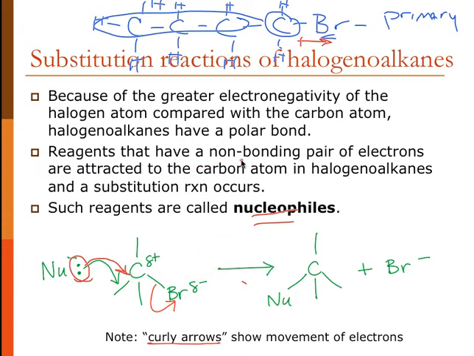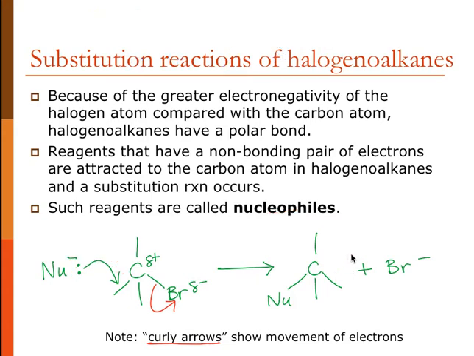So reagents with a non-bonding pair of electrons are nucleophiles. They're attracted to that positive charge. So they come in and kind of force that bromine out. That's an overall quick summary of what happens.